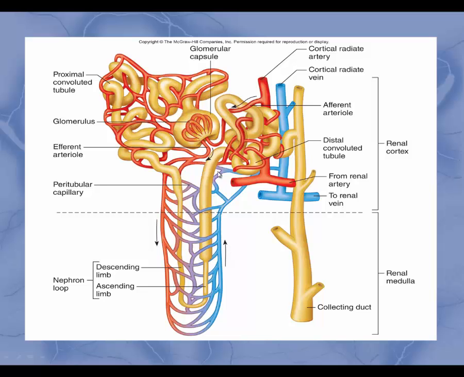Then from there, the tubule will go back up. It still gets kind of twisty and windy, so it's still convoluted, but it's now distal from the glomerulus. Then we'll go into the collecting duct here. And then we'll go on to the minor calyx, and then major calyx, then to the renal pelvis, and then to the ureter, and then to the bladder.